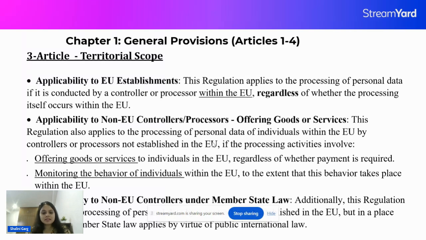Now, the third thing is that this regulation is also applied where the person is established in the EU and the company, or the controller or processor, is established not in the European Union, but where the member state law or any public international law applies. So basically what it means is that there are a few member state laws which are recognized by the GDPR, where the European Union Act, where the GDPR would be applicable. Okay, so then the GDPR would also apply. I hope this clears you.